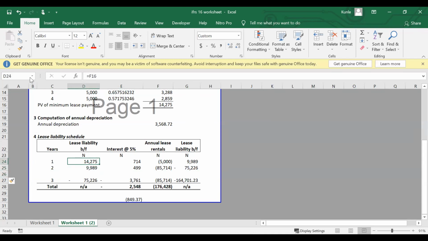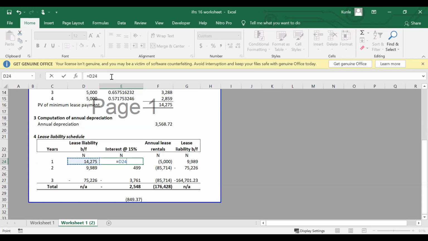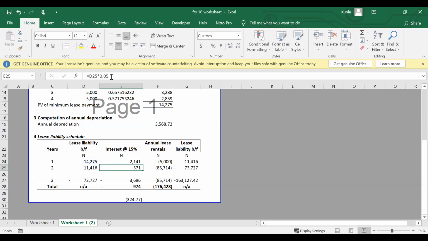So the first time it is 14,275. Don't forget, we are paying in arrears. This calculation will be different if we had paid in advance. So we are paying in arrears. First year, we are still owing 14,275. The interest rate is 15%. So we do the same thing. It will be 14,275 times 15%. That is the amount that accrued. How much do we pay? 5,000.